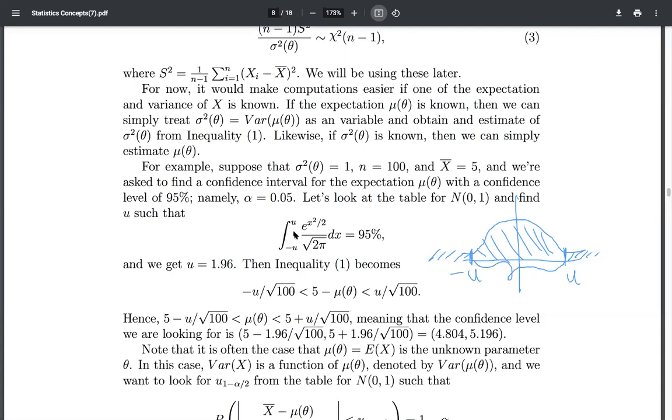It turns out in order to get this, now this is a pre-computed table, this U is 1.96. So that means now the estimate I'm going to get is this. So how good is 5 to this? Now I know what I get is this interval. So between this interval, after I do this computation, I have a confidence level of 95%.